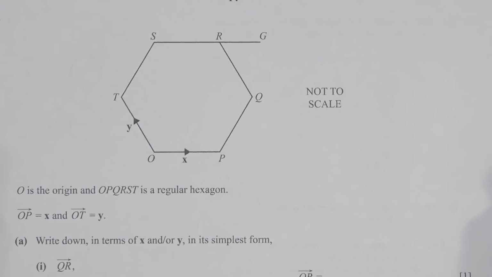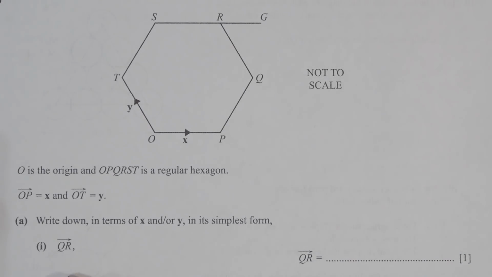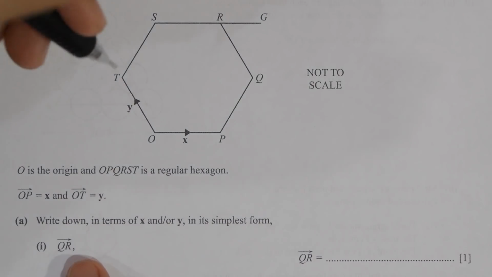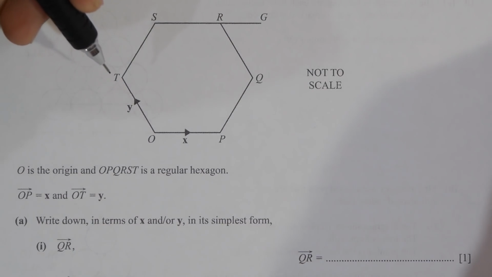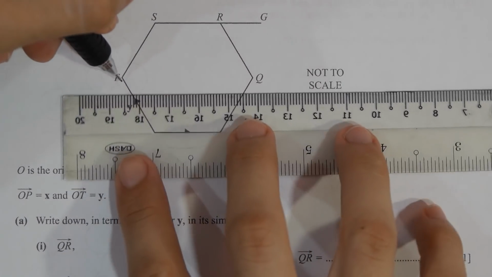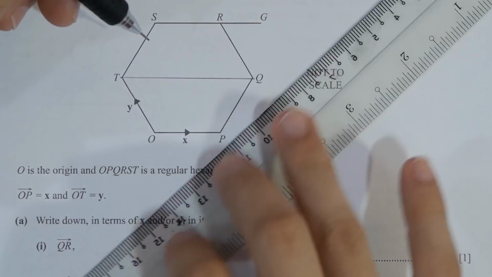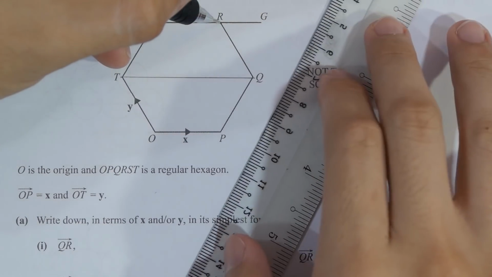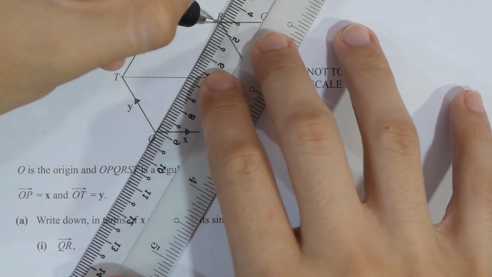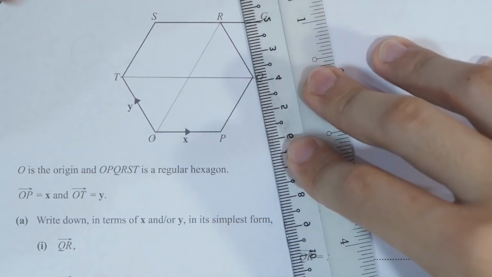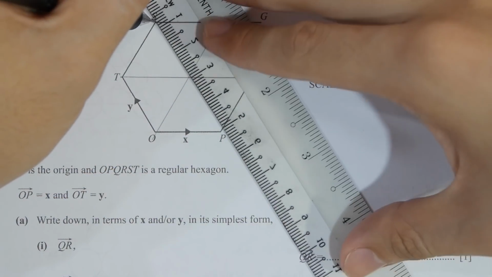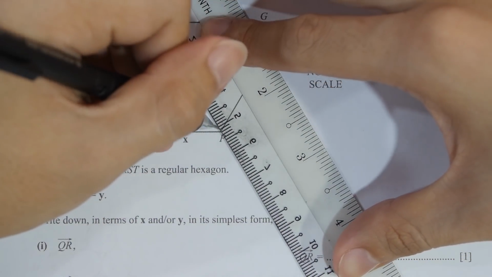As for the next part, it is also very tricky. You are required to take note that the direction must be the same. So OP equals SR equals T to the middle and middle to Q. Those parts represent x. And y is OT, P to the middle, middle to S, and also QR.